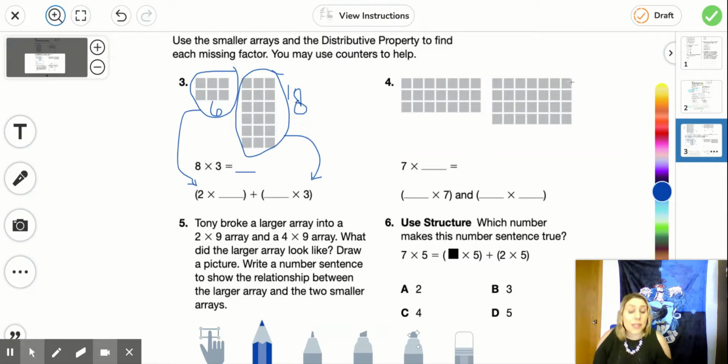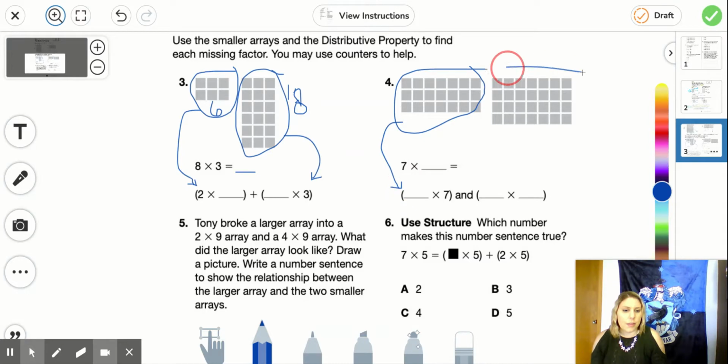You're going to do the same thing on number 4, but this one's missing its original fact. So you're going to take this partial array and write the numbers here, this array, and write the numbers here. And you're like, Miss Mannering, how in the world am I going to figure out what my other fact is? If you know one of them is 7, you're going to add the other 2 together.